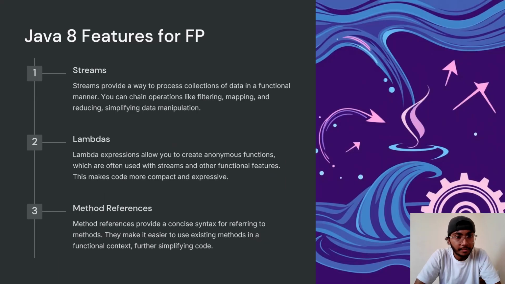Java 8 features for FP. Streams. Streams provide a way to process collections of data in a functional manner. You can chain operations like filtering, mapping, and reducing, simplifying data manipulation. Lambdas. Lambda expressions allow you to create anonymous functions which are often used with streams and other functional features. This makes code more compact and expressive. Method references. Method references provide a concise syntax for referring to methods. They make it easier to use existing methods in a functional context, further simplifying code.